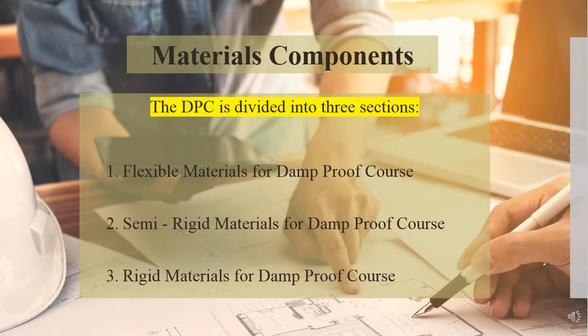Then I will explain about the material components used for DPC. The DPC is divided into three sections. First, flexible materials for damp-proof course. Second, semi-rigid materials for damp-proof course. Third, rigid materials for damp-proof course.